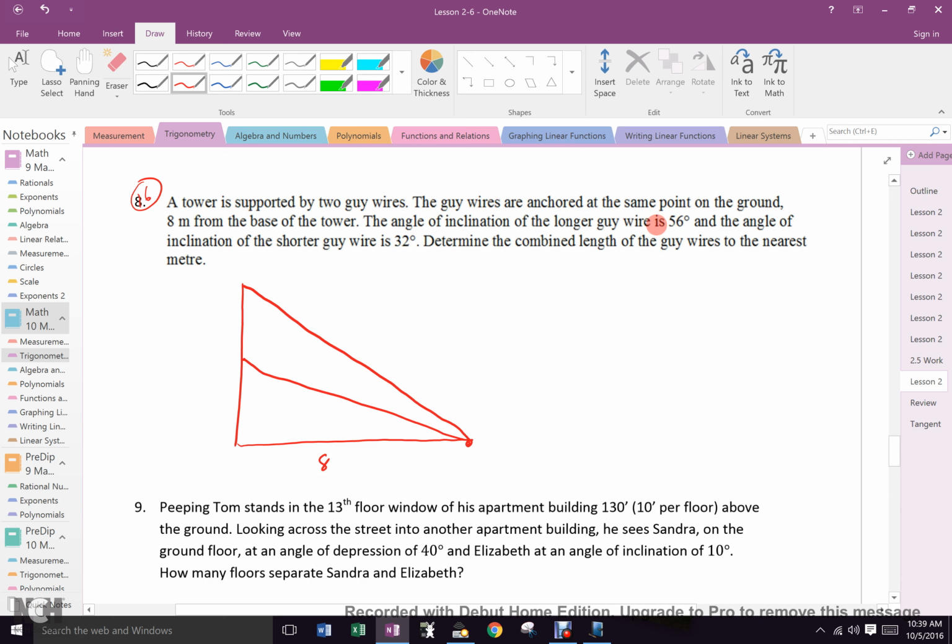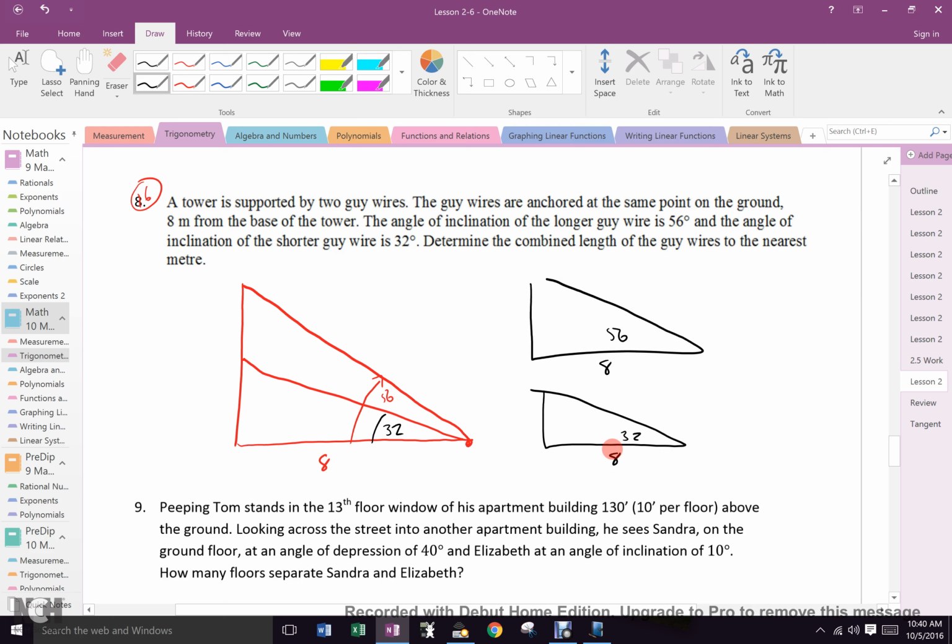The longer guy wire is 56. That's the bigger angle, yes? So that is here, 56. The shorter one is 32, yes? So what do I really have? I have this triangle, 56 and 8, and I have this triangle, 32 and 8, don't I? Yeah?